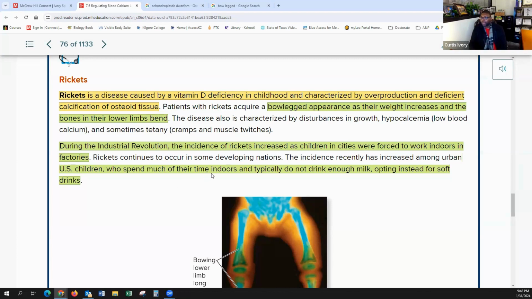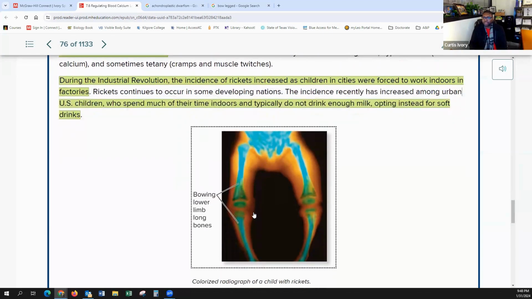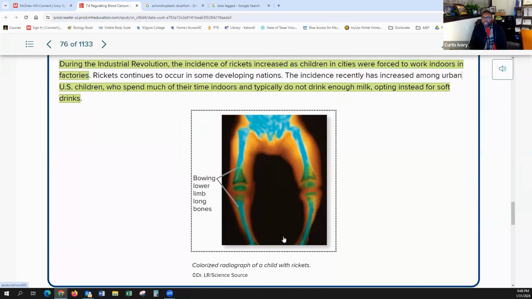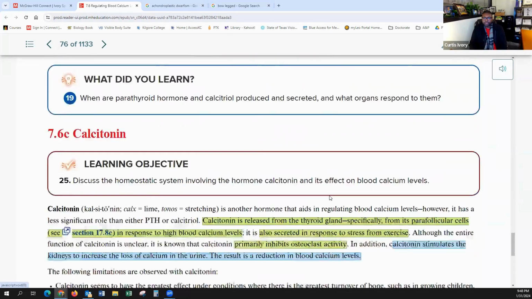They weren't drinking milk, so it was causing their bones to soften. And now you can see how your bones were starting to bend. And we don't like that to happen. We want our bones to be nice and straight.